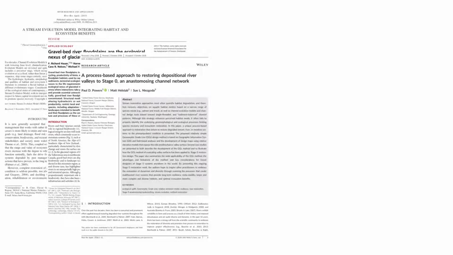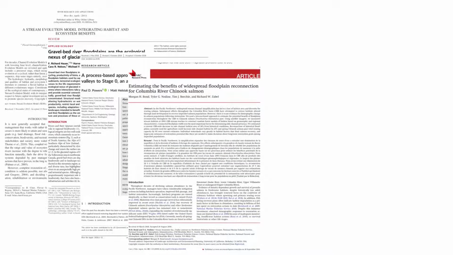And then a couple years after that, in 2018, we have the paper that came out by Powers and others on this process-based approach to getting to stage zero, so actually the practice of how we do this. And later, about that same year, Morgan Bond and others wrote a paper about the importance of floodplain reconnection in the Columbia River for Chinook. And now we're seeing papers coming out all over the West, certainly, but around the world, on how important floodplains are for fish and other aquatic species.